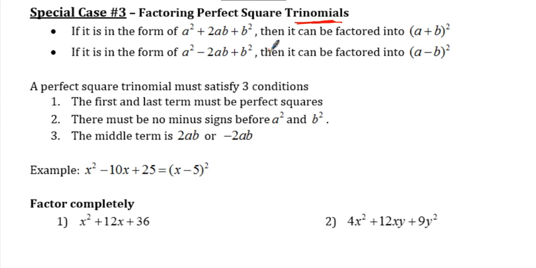The trinomial has got to have the first and last terms perfect squares. It must have no negative sign before the first or before the last. These both have to be positive. This has to be true, this has to be true. And the middle has to either be positive 2ab or negative 2ab.